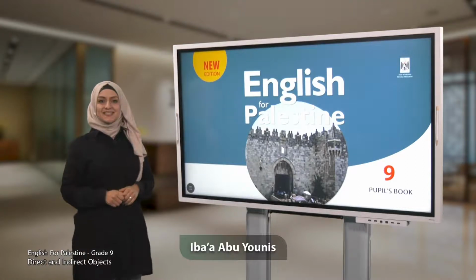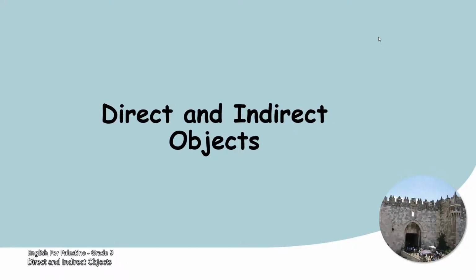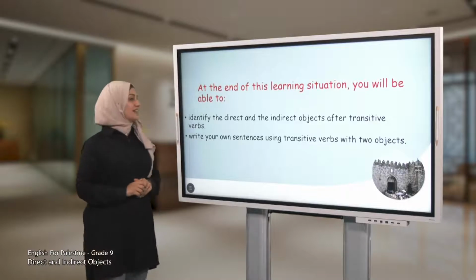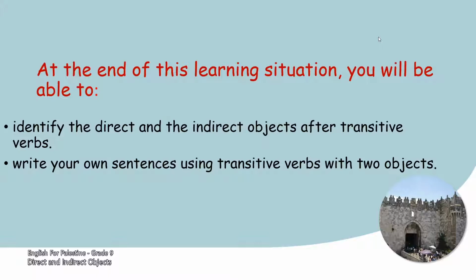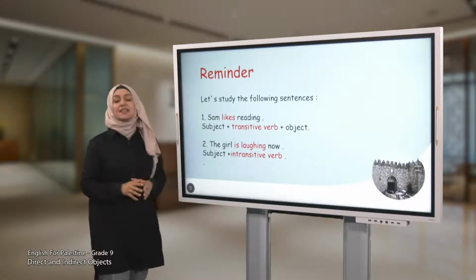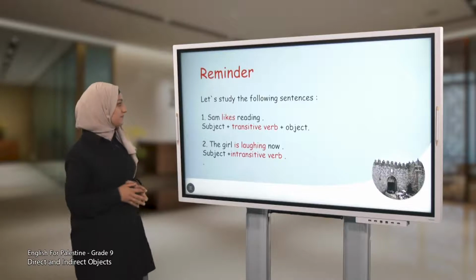Ninth grade students. Today, we will learn about direct objects and indirect objects. So, at the end of this lesson, you are expected to identify the direct and the indirect objects after transitive verbs and to write your own sentences using transitive verbs with two objects.